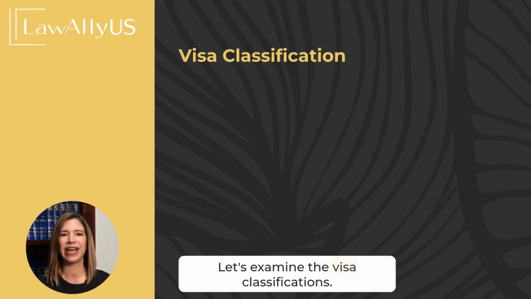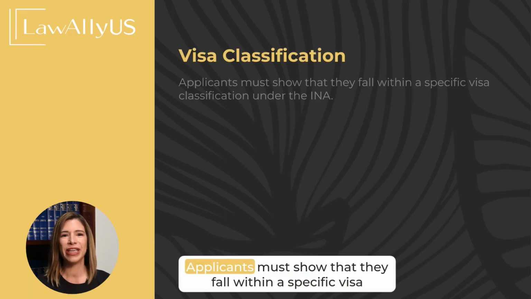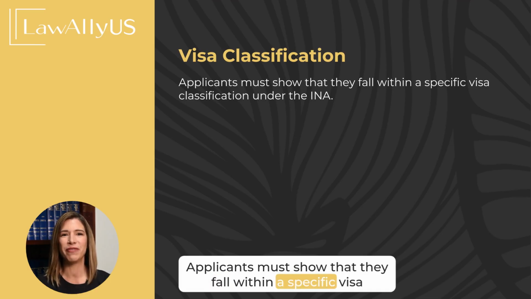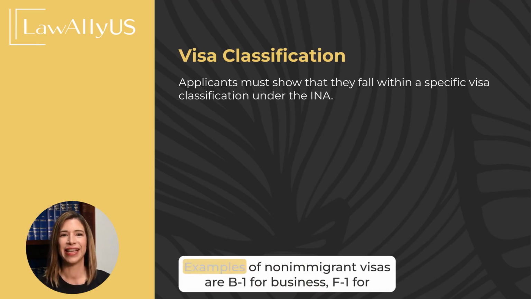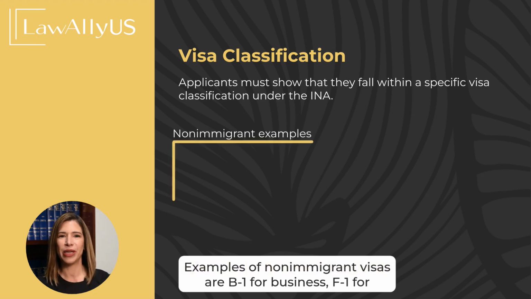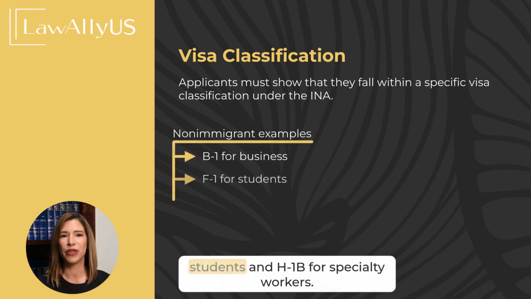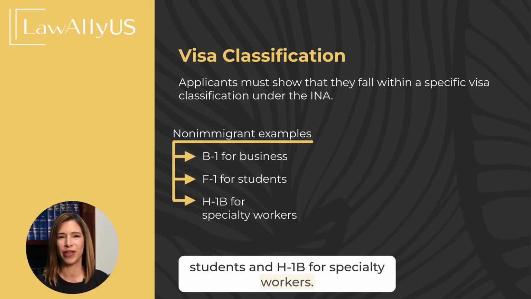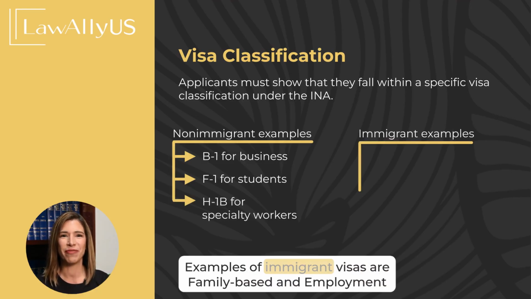Let's examine the visa classifications. Applicants must show that they fall within a specific visa classification. Examples of non-immigrant visas are B1 for business, F1 for students, and H1B for specialty workers. Examples of immigrant visas are family-based and employment-based visas.